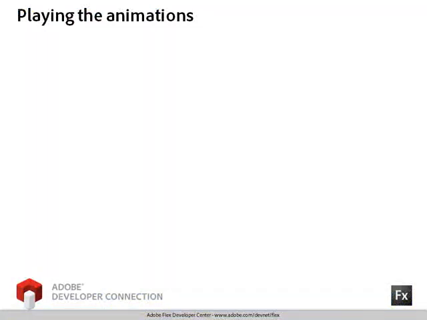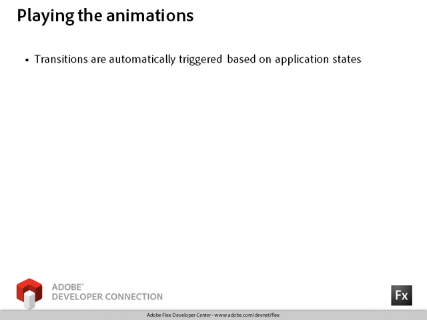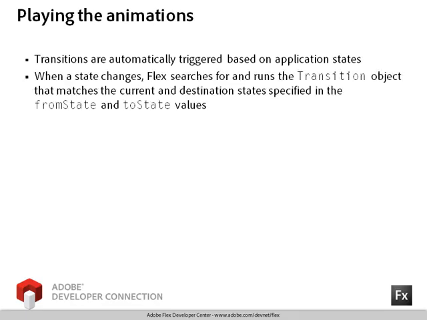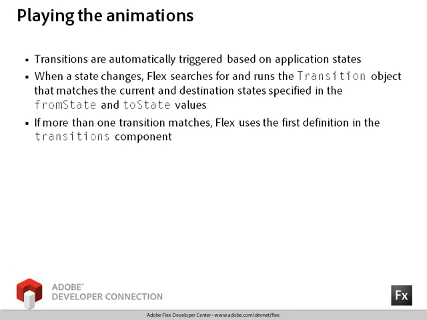Once you have your transitions defined, the only thing left to do is to play it. You do not need to apply any special events or triggers to play a transition because transitions are automatically played when the application switches between the states defined in the transition's from state and to state properties. When a state changes, Flex searches for and runs a transition instance that matches those two values. If more than one transition matches, Flex uses the first match it finds.